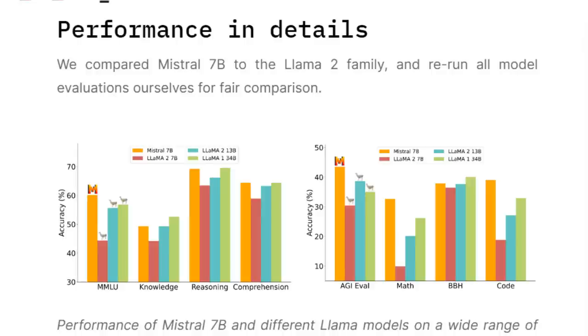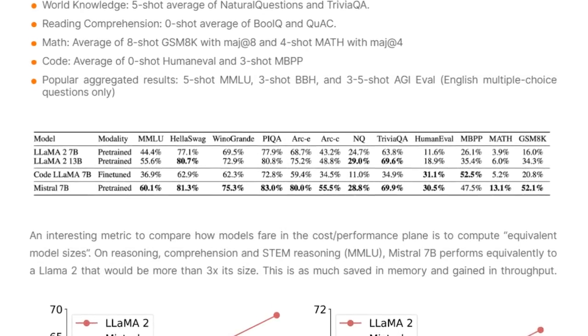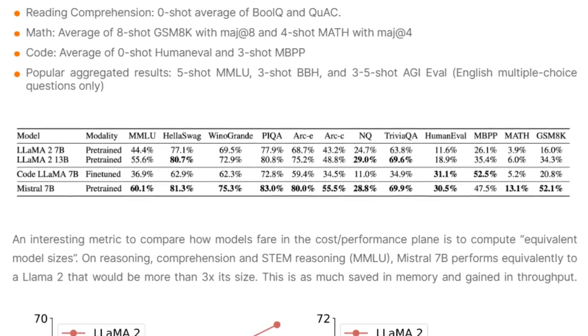Another metric that I think is really interesting here is how well it does on the GSM8K benchmark, which I've talked about in some of the other videos. You can see that here it's getting 52%, far above the LLaMA 2 7B and the LLaMA 2 13B, and also far above the fine-tuned Code LLaMA 7B, which is very interesting to look at.